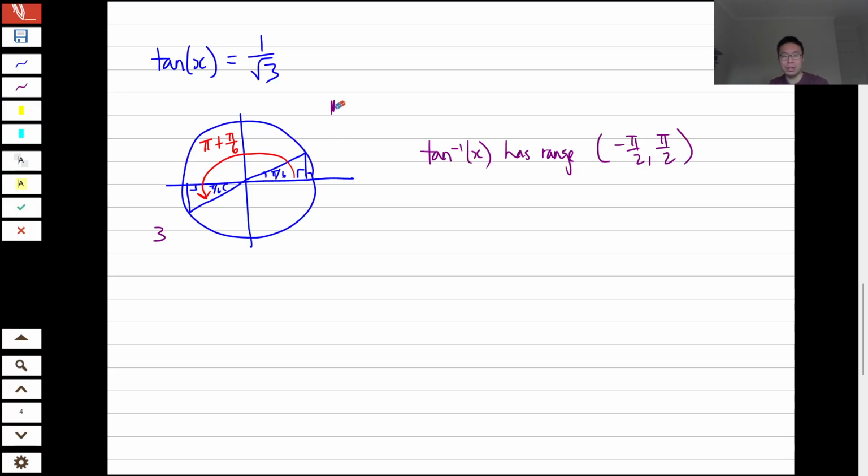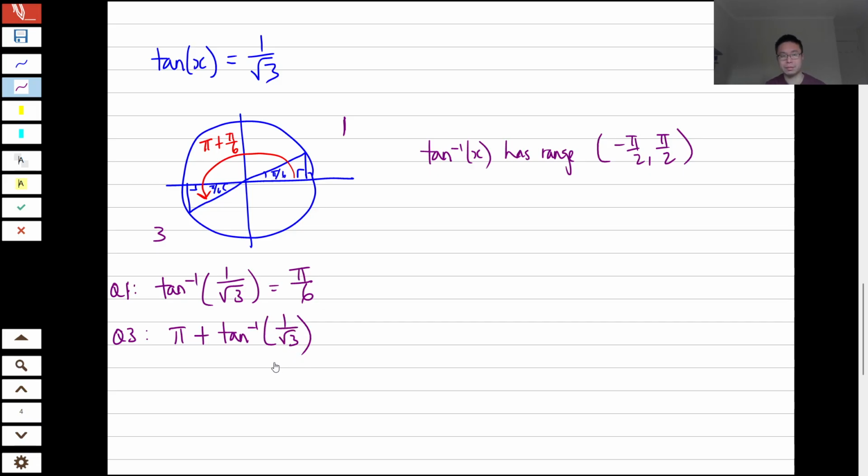Now, suppose I want to solve the equation tan of x equals 1 on root 3. Here, I would need to use my exact value knowledge. The inverse tan of 1 on root 3 is pi on 6, giving me a solution in the positive part of this range here. Okay, now that gives me the solution in quadrant 1. The solution in quadrant 3 is pi plus the inverse tan of 1 on root 3, which gives me 7 pi on 6.